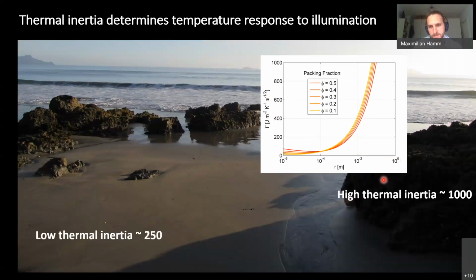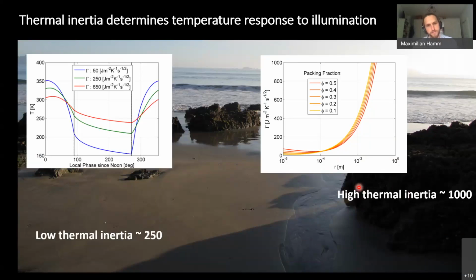This depends on the porosity and the grain size of the material. When you have a massive rock, its porosity will govern its thermal inertia. The more porous it is, the lower the thermal inertia. The finer the grains of the sand, the lower the thermal inertia. You can plug this thermal inertia into a thermal model that calculates the temperatures as a function of illumination, and you see this effect. In blue is the curve with a low thermal inertia: you have very high temperatures during the day, very low temperatures during the night, and the temperature changes very quickly. For high thermal inertia, it's the other way around.